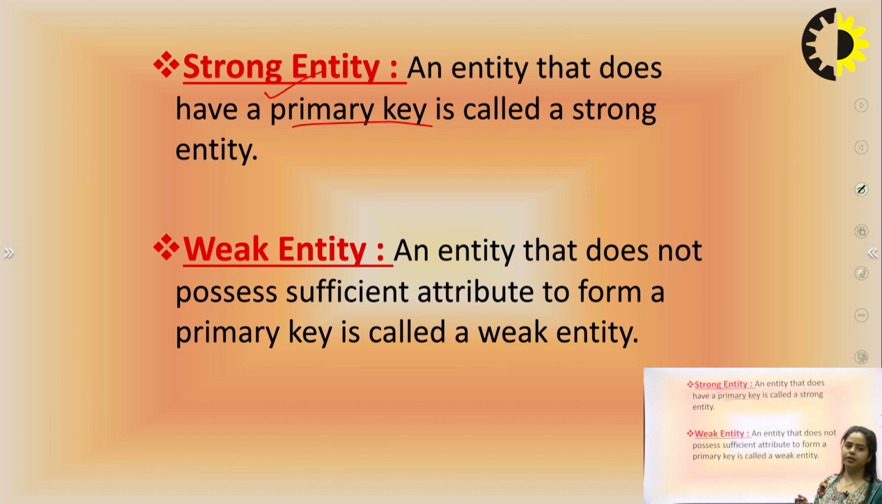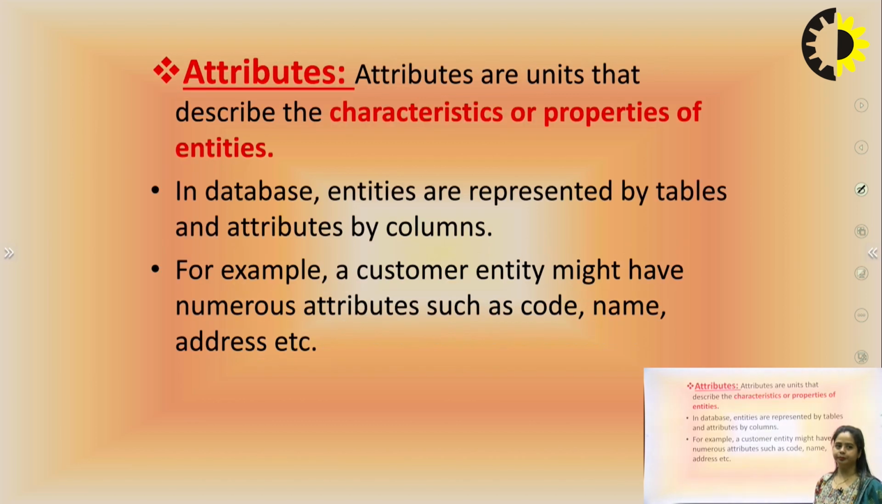And the second one is the weak entity. If an entity does not possess any attribute with the help of which we can define the entire entity, that entity is known as a weak entity. In terms of primary key, we can say it does not possess sufficient attributes to form a primary key. That entity is known as a weak entity.